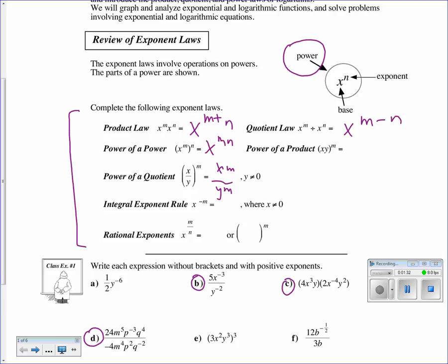What if I have the power of a product? Times them. So I have to times the bases together, but what power is the x going to get? What power is the y going to get? The same. So I'm going to get x to the m and y to the m.